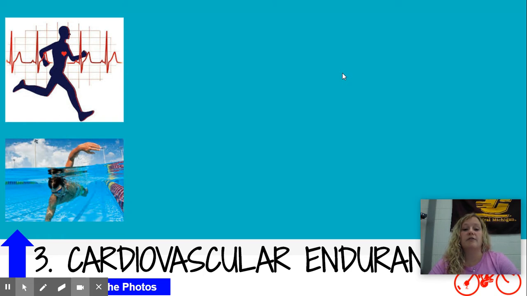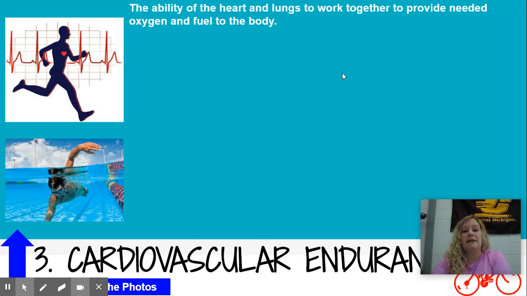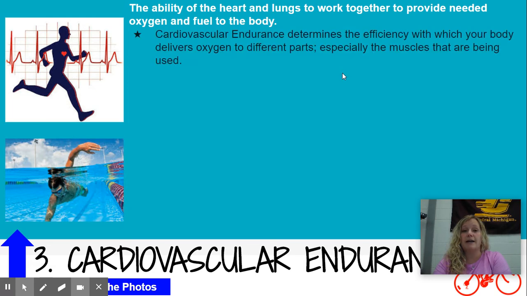The third component of fitness is cardiovascular endurance. This is the ability of the heart and lungs to work together to provide needed oxygen and fuel to the body. It determines the efficiency with which your body delivers oxygen to different parts, especially the muscles that are being used. So how efficient is your heart in delivering blood and oxygen to the different organs in the body?